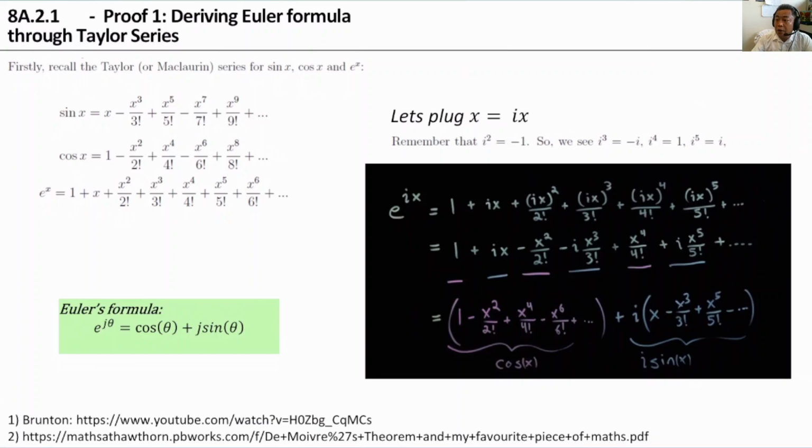Let's derive Euler's formula. Euler's formula is given by e^(jθ) = cos θ + j sin θ. The approach to derive it is this: we use Taylor expansion to represent e^(jθ), as well as cos θ and j sin θ, and then we'll see that the left hand side of the Taylor expansion equals the right hand side.